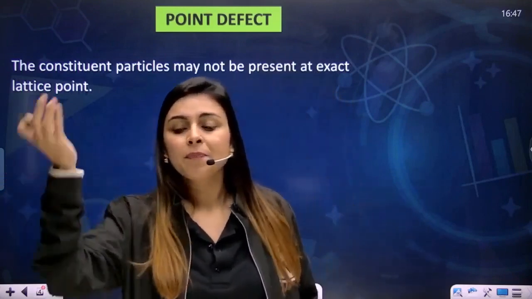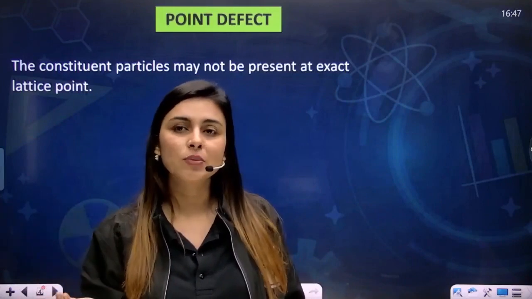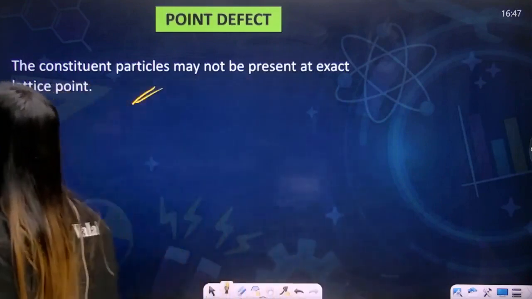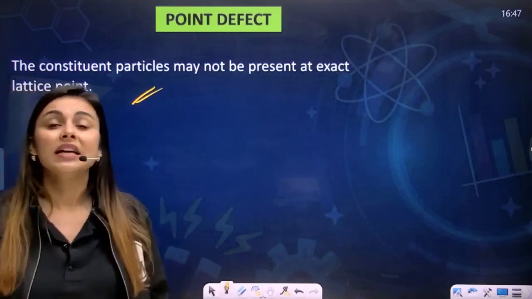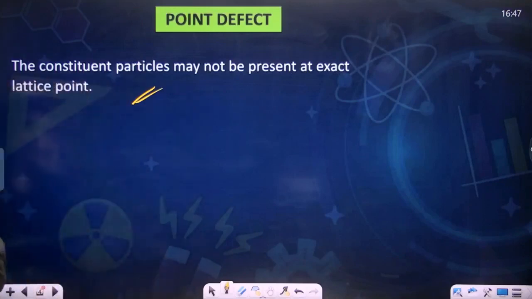Okay, I told you in point defect there would be a defect at some point. And how can it be that an atom was supposed to be present there, but it is not present there? Why is it not present there? Because it is a point defect, right? So this is the basic idea behind a point defect, that the constituent particles may not be present at the exact lattice point. Okay, perfect. Please write it down, then we'll move forward.